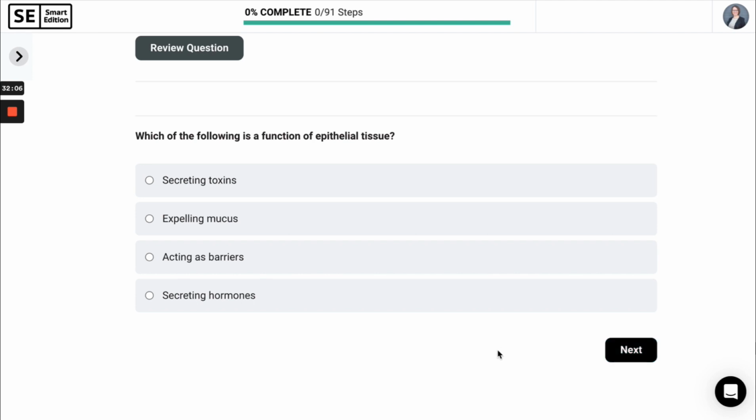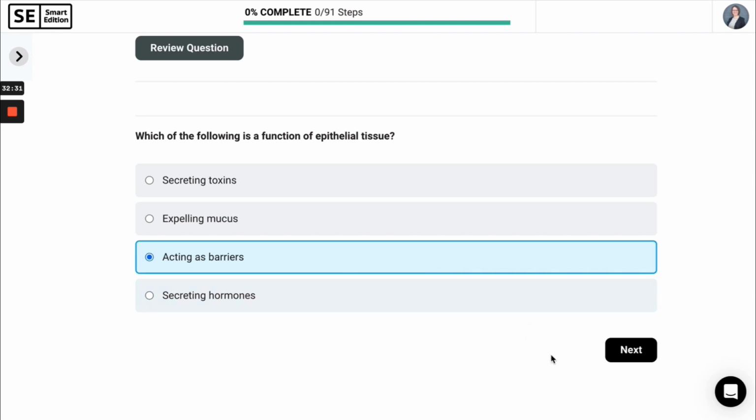Which of the following is a function of epithelial tissue? Is it secreting toxins, expelling mucus, acting as barriers, or secreting hormones? So the correct answer here is acting as barriers.